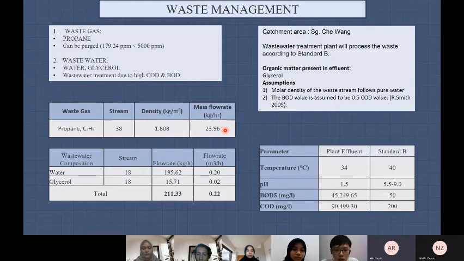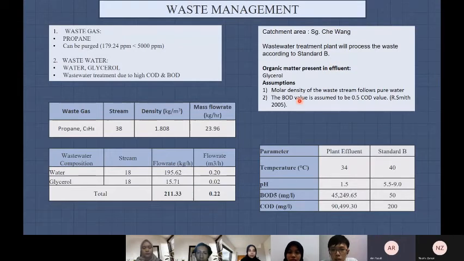For our wastewater, the total flow rate is about 211.33 kg per hour. For our catchment area, it will be at Sungai Chewang, and the wastewater treatment plant will process the waste according to the Standard B based on the Environmental Quality Industrial Effluent Regulation 2009.